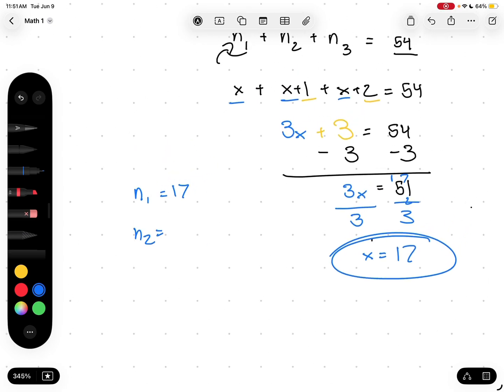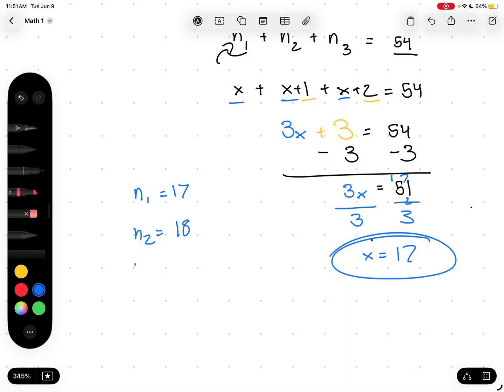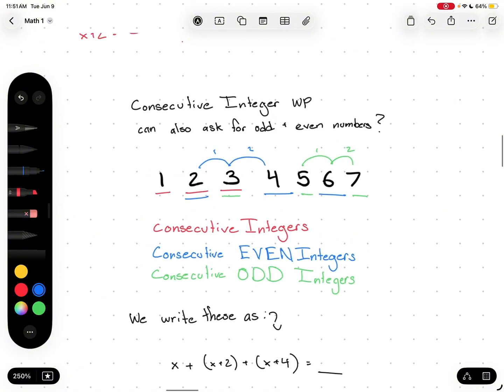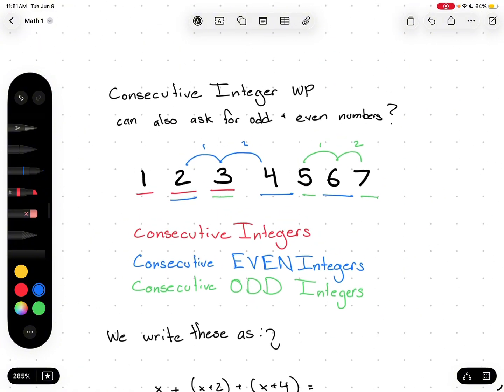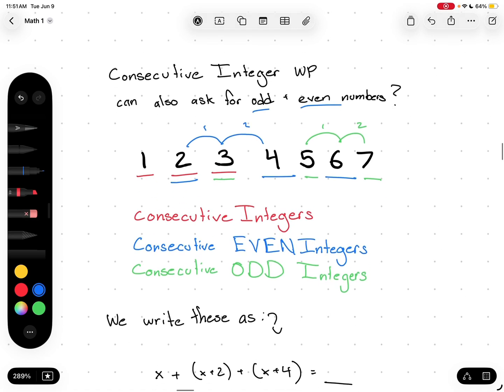n2 is going to be x plus 1. If x is 17, x plus 1 is 18. n3 equals x plus 2. If x is 17, x plus 2 is 19. Hopefully that makes a little bit more sense. But consecutive numbers aren't limited to just 1. They can also ask for odd and even numbers. So here's something that I want you to look at. Numbers aren't just classified as them being next to each other, maybe plus 1, minus 1.